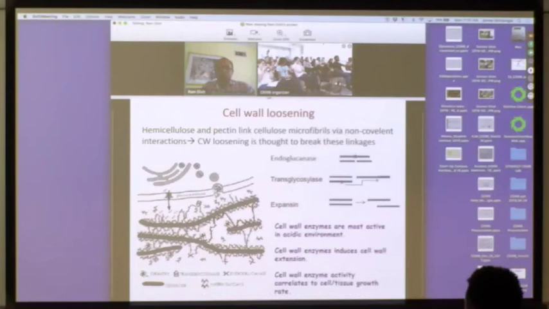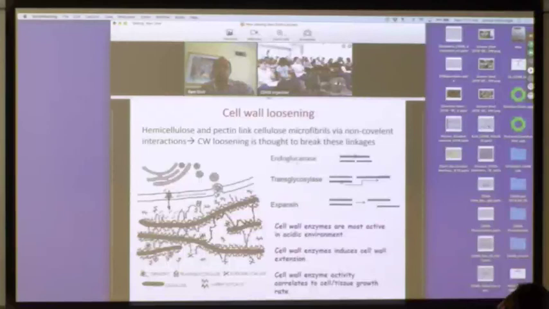Cell wall loosening, or extensibility, the main idea here, this is my last slide, is breaking connections between cell wall polysaccharides, be they connections between hemicellulose and cellulose microfibrils, or connections between cellulose microfibrils themselves. There are a variety of enzymes that have been shown to be important for this. Some, like these endoglucanases, cut polysaccharides, so they break the covalent linkages and fragment the polysaccharides. Others mediate other kinds of reactions, like taking a part of one polysaccharide and fusing it to another.